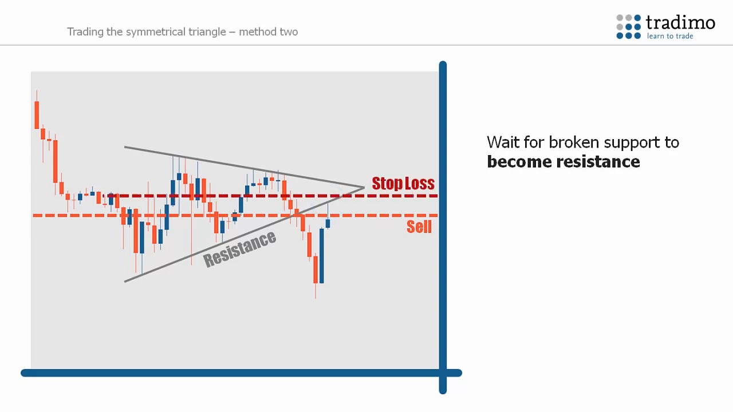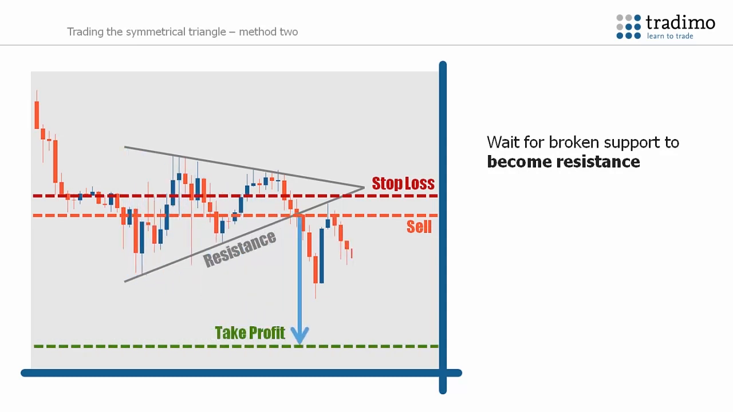The stop loss would be smaller when trading this method, as it would go above the resistance level for a short trade and below the support level for a long trade. The profit objective is calculated in exactly the same way as the first method, by measuring the height of the back of the triangle and extending this measurement from the breakout point where price broke out from the trend line.